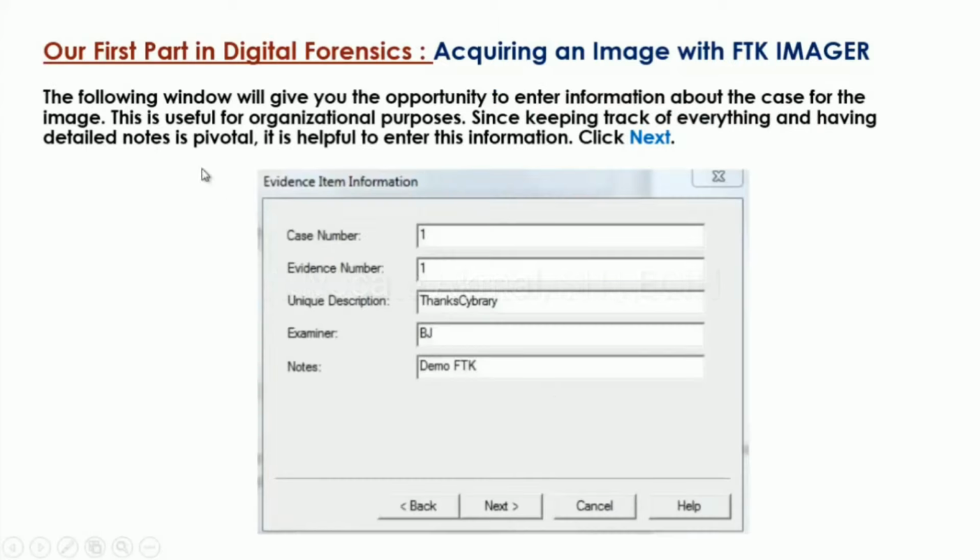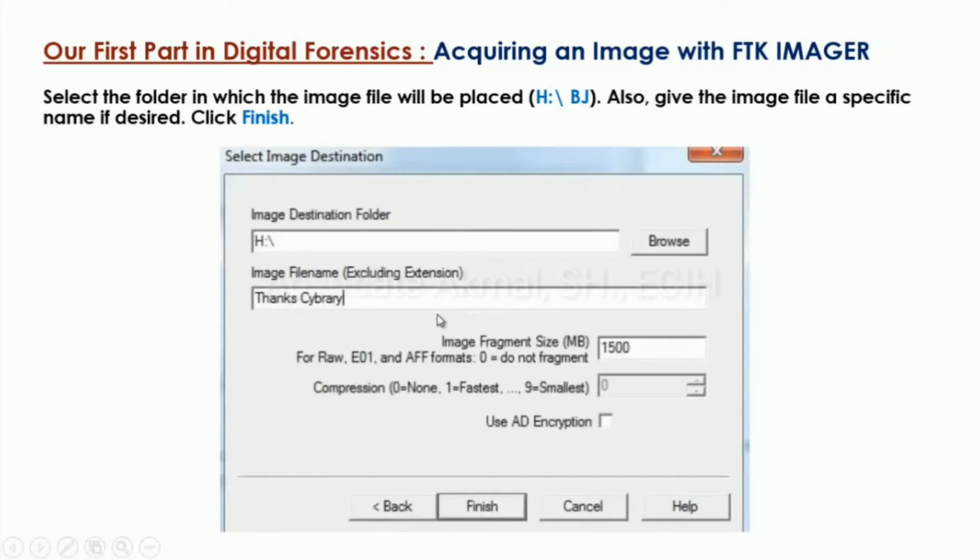Press Next. The following window will give you the opportunity to enter information about the case for the image. This is useful for organization purposes. Since keeping track of everything and having detailed notes is pivotal, it is helpful to enter this information. Case number I have given 1, evidence number 1, unique description Thanks Cybrary. Examiner is my name, BJ. Notes: demo, this is a demo of FTK for disk imaging. Click Next. You can give anything you want here.